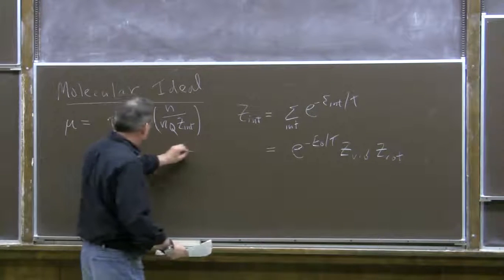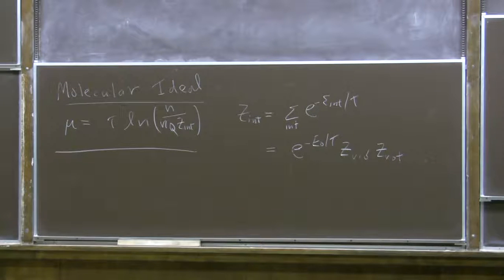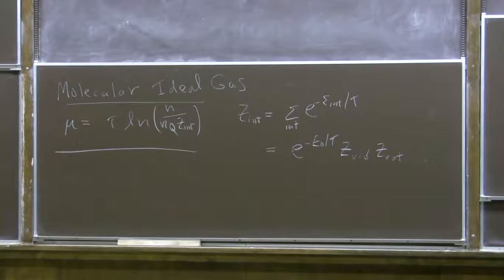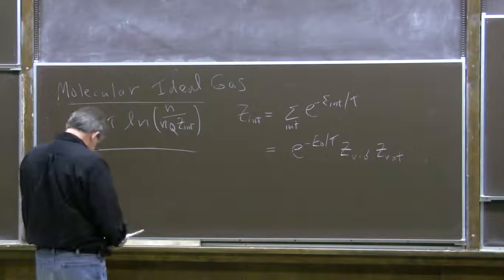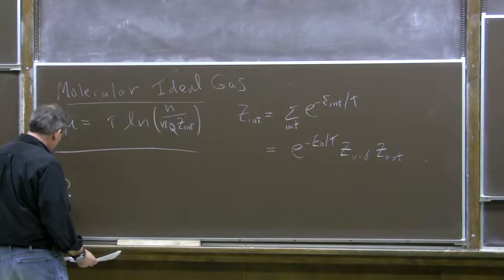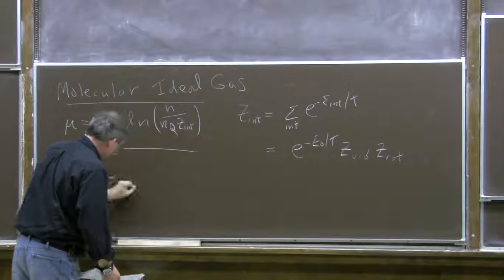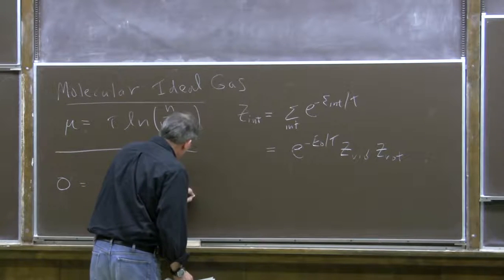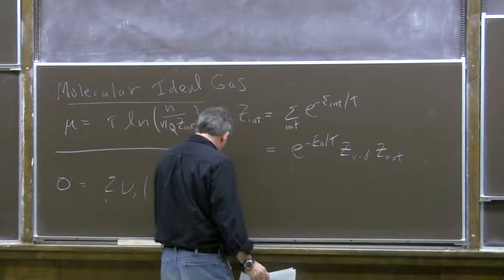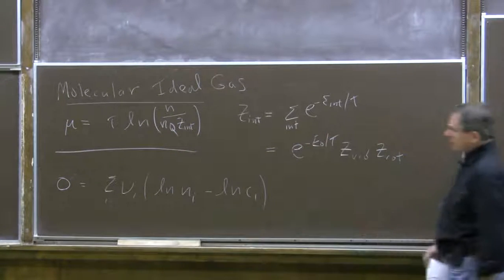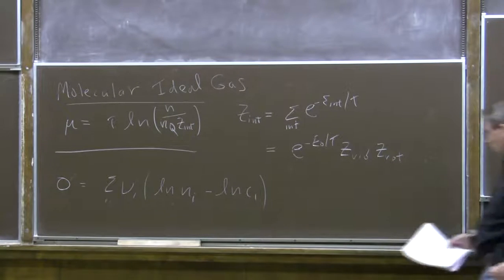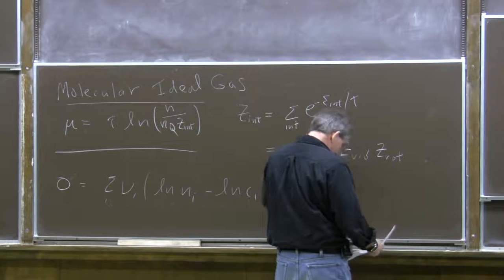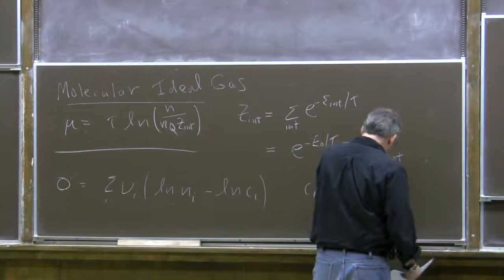So, if we consider a chemical reaction in which all of the species are molecular ideal gases, then the condition for chemical equilibrium can be written as 0 equals the sum over i, nu_i, determined by the chemical reaction, times the chemical potential, which I can write as the log of the concentration of species i minus the log of some constant independent of concentration, but depending on the species, whereby c_i, I just mean, as I read off from this expression for the chemical potential, the quantum concentration of that species times its internal partition function.